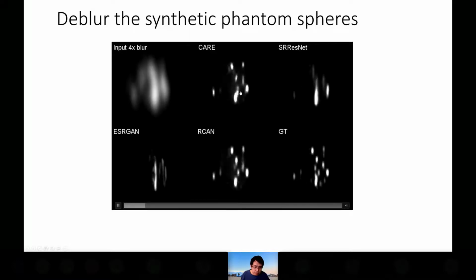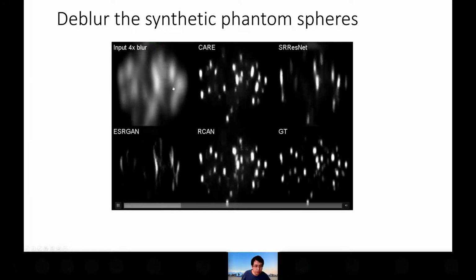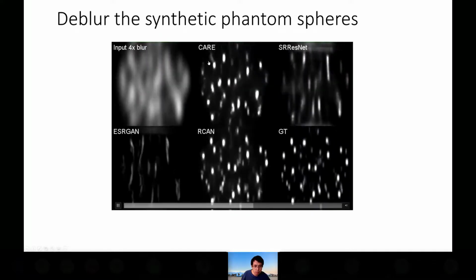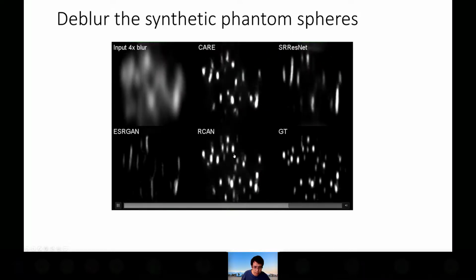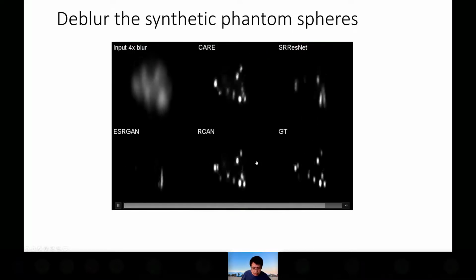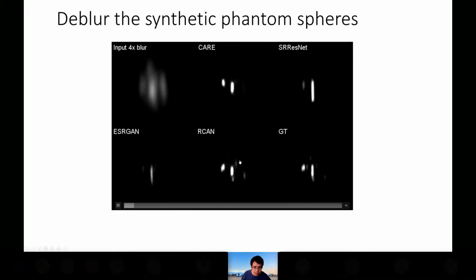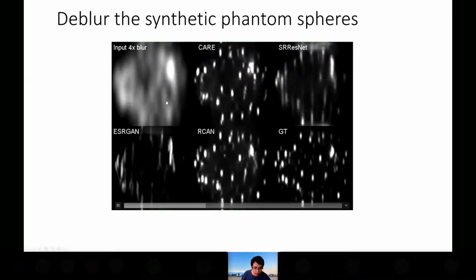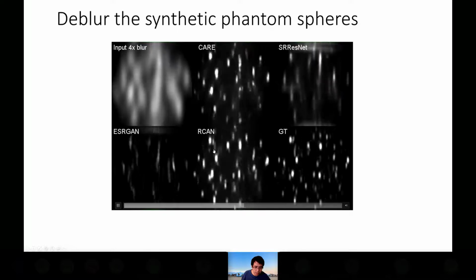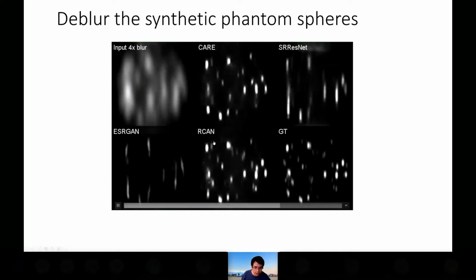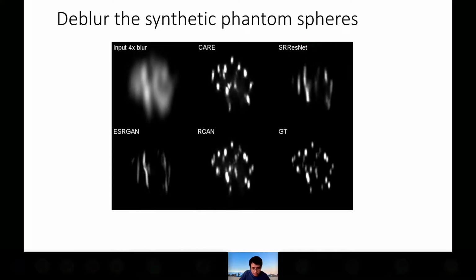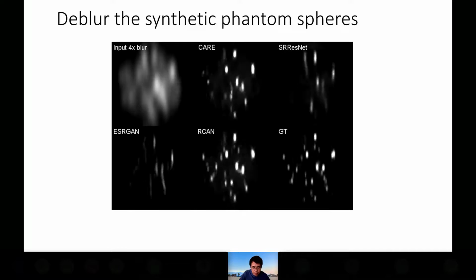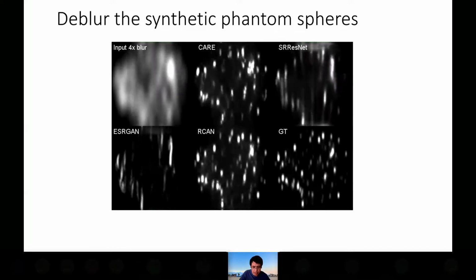Here is a movie showing the XZ view of the input 4x blurred raw data set, as well as the data sets deblurred by the other convolutional neural networks. As I mentioned in the previous slides, although RCAN provides the best deblurred results with the 4x blurred data set, we can still see some regions that the RCAN failed to recover. So from this synthetic data set, it looks like 4x blur is sort of the limit for using the RCAN for resolution enhancement.